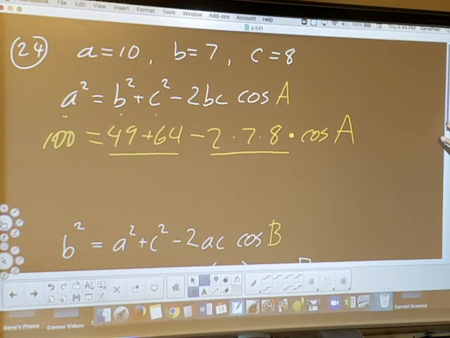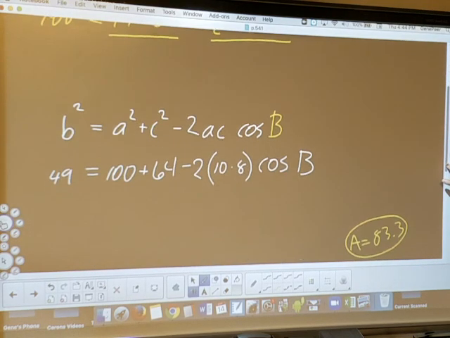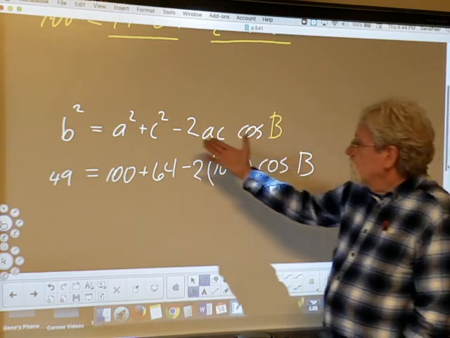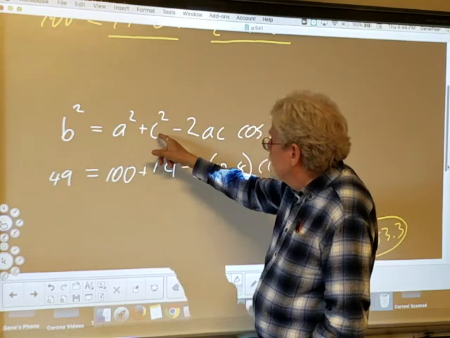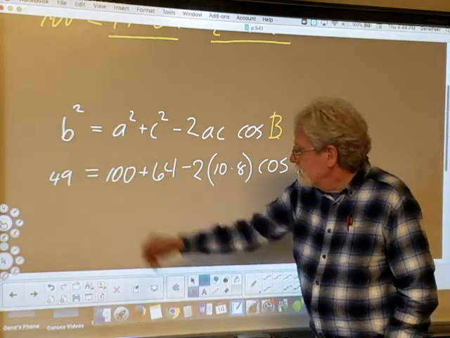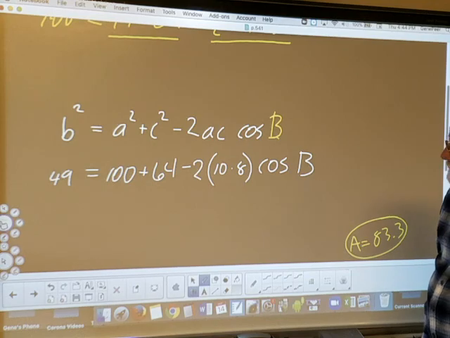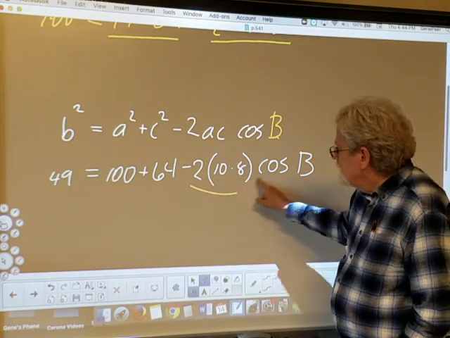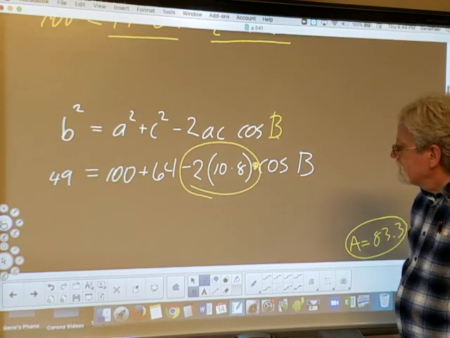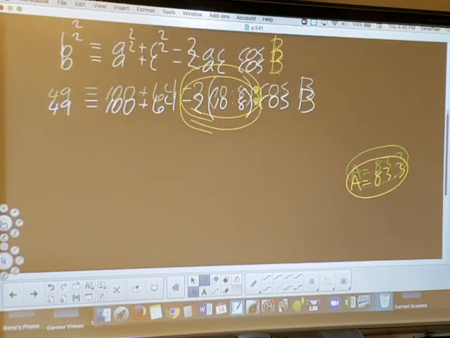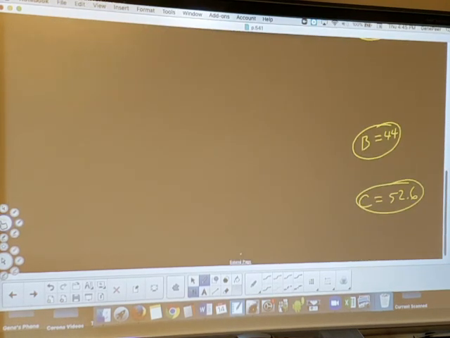To find another angle, you'll have to do the same thing again. At that point, we could use law of sines if we want to. I stuck with law of cosines, so I chose to do b next. So b squared is a squared plus c squared minus 2 times a times c times cosine of b. We fill in what we do know and solve for angle b. Again, 164, subtract it from both sides. Then we'll divide by this guy, because this is multiplication. And we're off. Okay, so your answers, angle A ends up being 83.3, B is 44, C is 52.6. There they are.